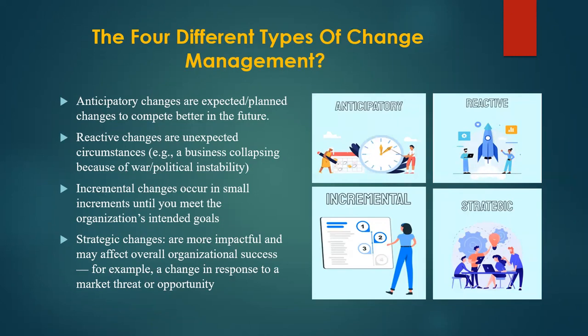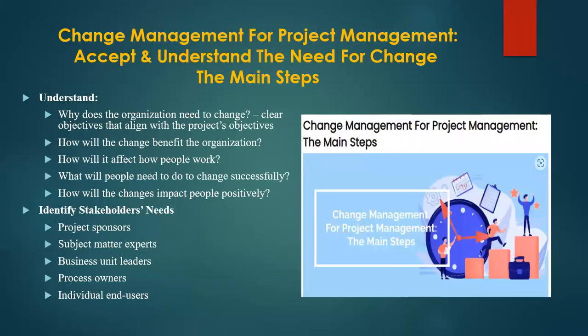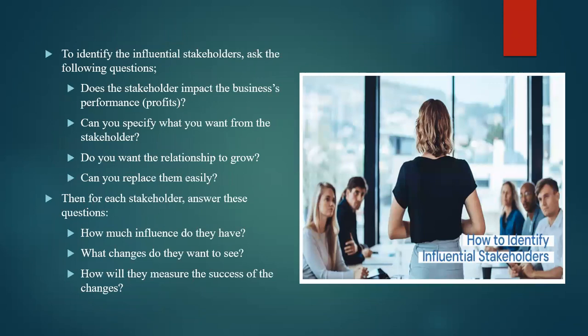There are 4 different types of change management, which include anticipatory change, reactive changes, incremental changes, and strategic changes, having either a positive or a negative impact on change management. For change management to take place in project management, the project manager must understand why the organization needs change, identify the needed stakeholders that need to effect the change. Also, they need to identify the influential stakeholders by asking questions such as the impact of the stakeholder, what he wants from the stakeholder, etc.